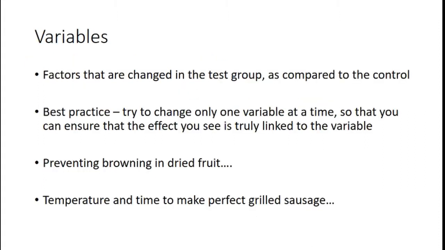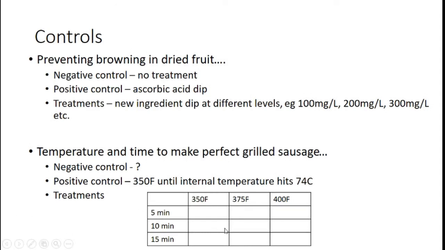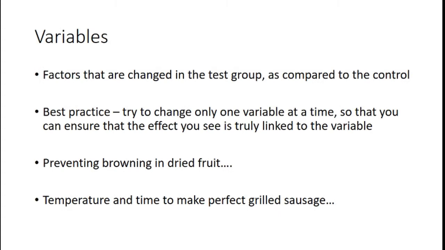Then there are variables. These are factors that change in the test group as compared to the control. So it is ideal to only change one variable at a time. Going back to this matrix here, we can organize it so that we are managing those variables.